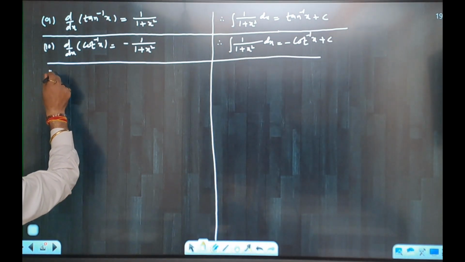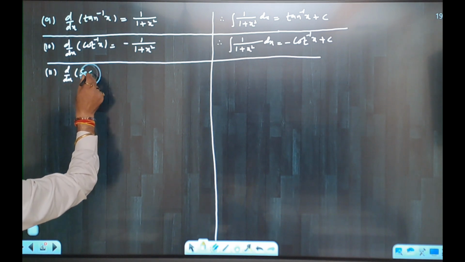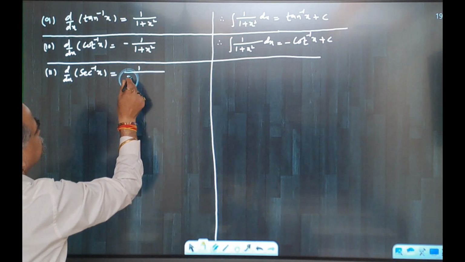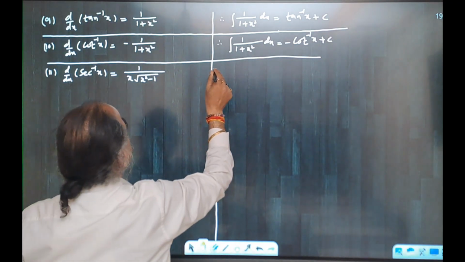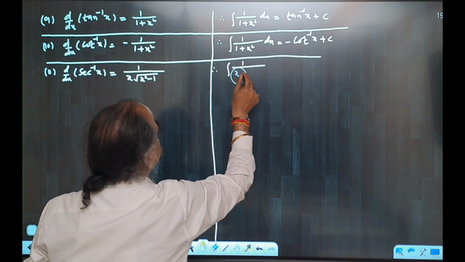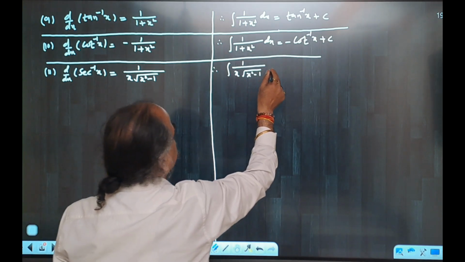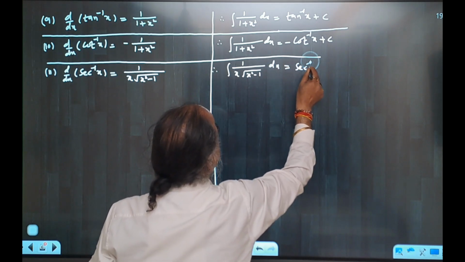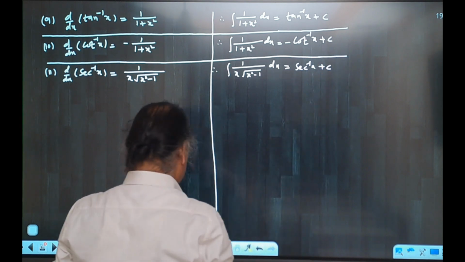Derivative of sec inverse x is what? 1 upon x root x square minus 1. So integral of 1 upon x root x square minus 1 is equal to sec inverse x plus c.